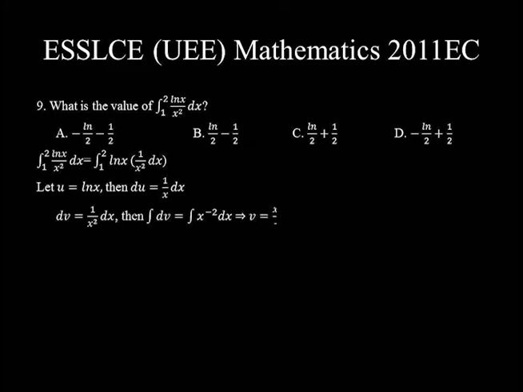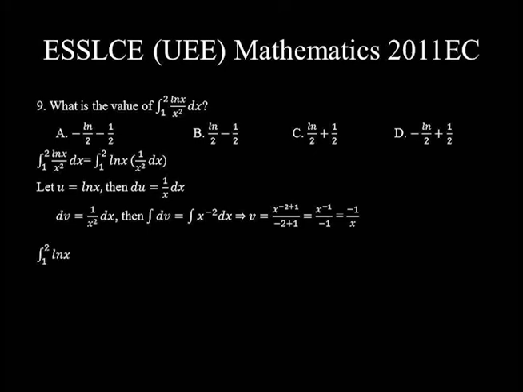Integral of dv is v, which is equal to the integral of x to the power of negative 2, which is x to the power of negative 2 plus 1 divided by negative 2 plus 1, which is equal to x to the power of negative 1 divided by negative 1, which means minus 1 over x. So let's rewrite the equation.